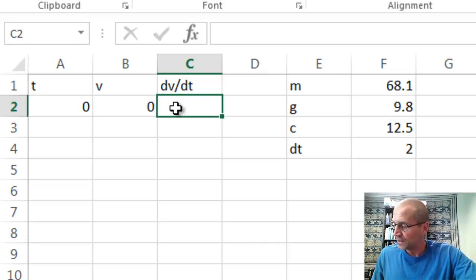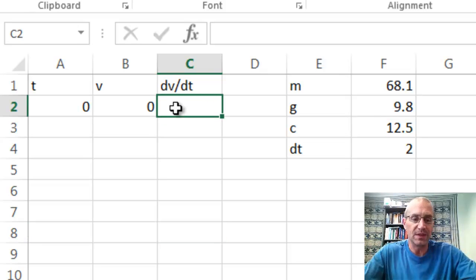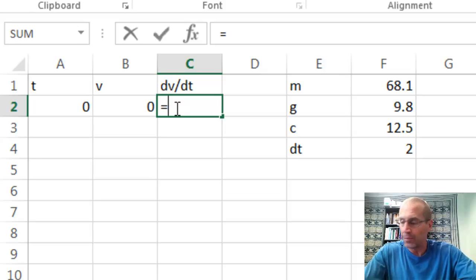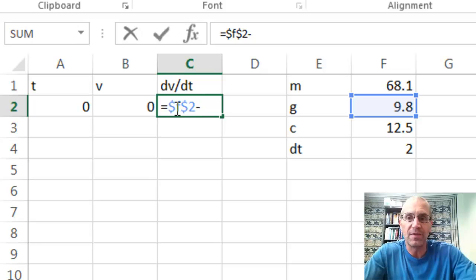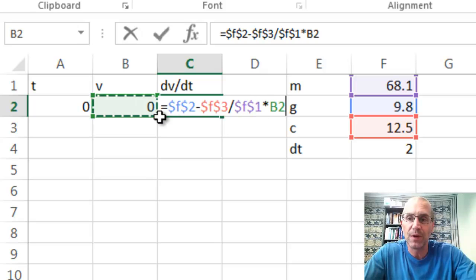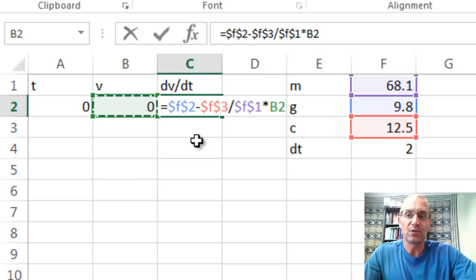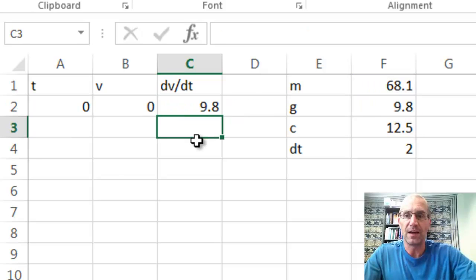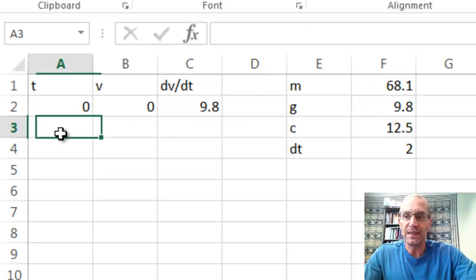So what I'm going to do now is put in my equation for dv/dt. And so dv/dt, remember, is equal to g, and I'll use that parameter. So I'm going to put that in f2, and then minus the value of c, which I have in f3, and I need to divide that by the mass, which is f1, right? And then I want to multiply that by the velocity. Here I'm going to multiply it by the cell that's right next to it, so that I can update as I go through. So there's what dv/dt is.